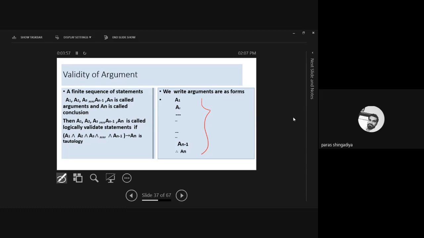So here the sequence is A1, A2, A3, A4, up to AN minus 1 and AN. The last one is called the conclusion. Clear? So we will combine these arguments up to AN minus 1, the last but one, by using the AND operator. In the first bracket we'll use the AND operator, combining A1 and A2 and A3 and so on up to AN minus 1. Clear? Then the bracket is followed by the conditional operator to the last one, the conclusion.